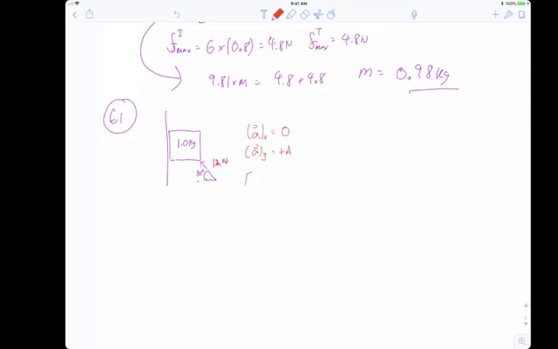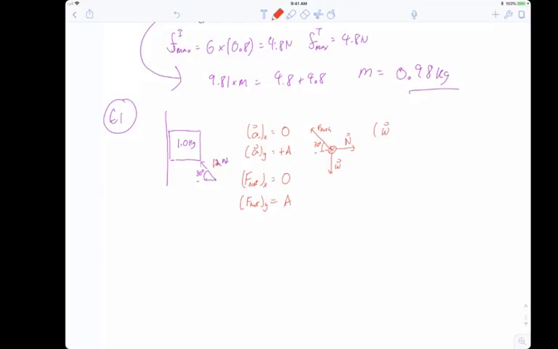F net in the x direction is 0. F net in the y direction is 1 times a, so that's a. Let's start talking about the forces. There's weight. There's the normal force from the wall. And then there's this pushing force, which is at 30 degrees.